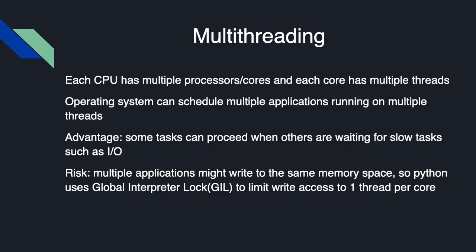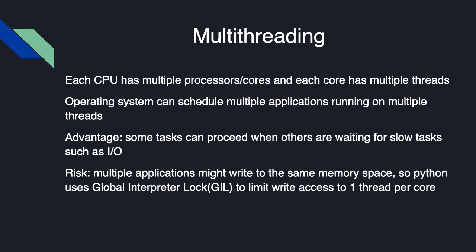Say we're running our program on an HPC cluster. The first level of parallelization we can achieve is through multithreading. Each CPU has multiple processors or cores, and each core has multiple threads. A thread is the basic unit for computation, and operating systems can schedule multiple applications running on multiple threads.